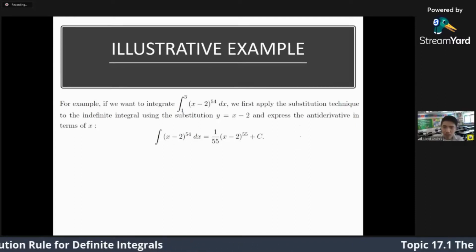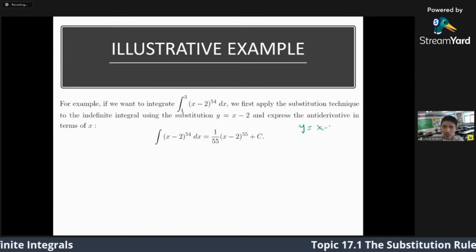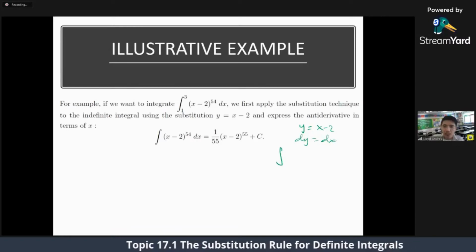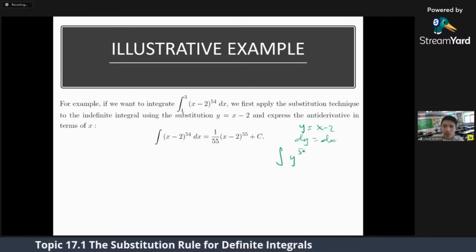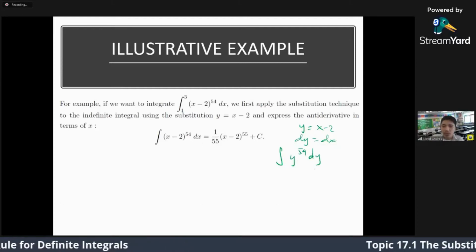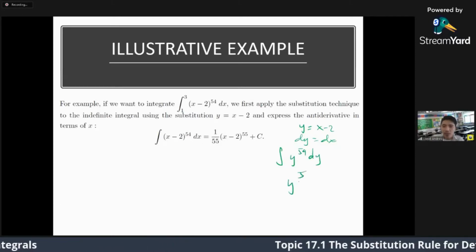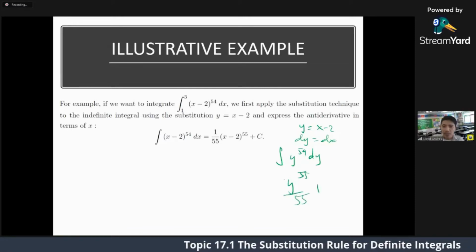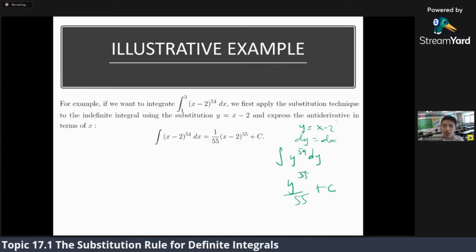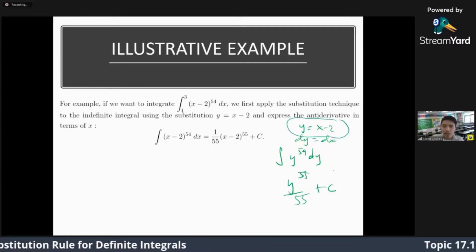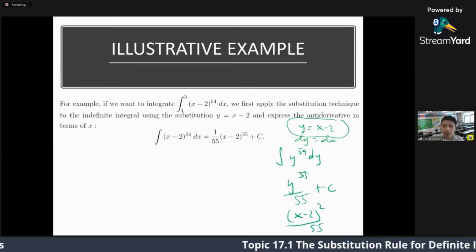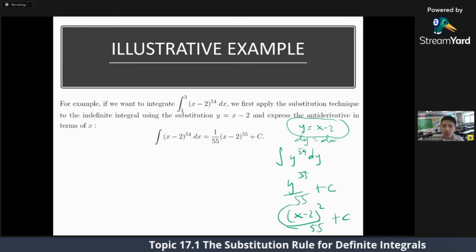We let y equals x minus 2. So, dy is equals to dx. So, by substitution, that becomes the integral of y raised to 54 dy. Integrating this, this becomes y raised to 55 over 55 plus C. And then, since nag-substitution ta, ibalik na itong value sa atong y, which is x minus 2 raised to 55 over 55 plus C.